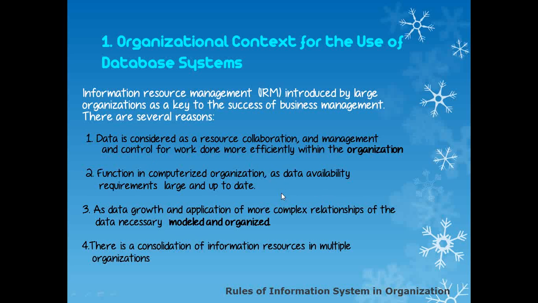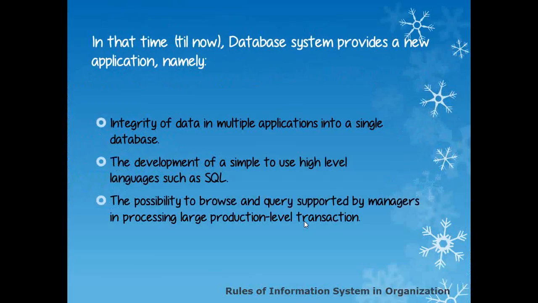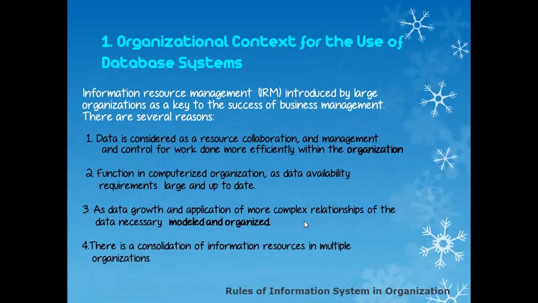Third, as data and applications have more complex relationships, the data is necessary to model and organize. And fourth, there is a consolidation of information resources in multiple organizations. Modeled and organized, that is the function of a database system. It's the background of why we need a database system.